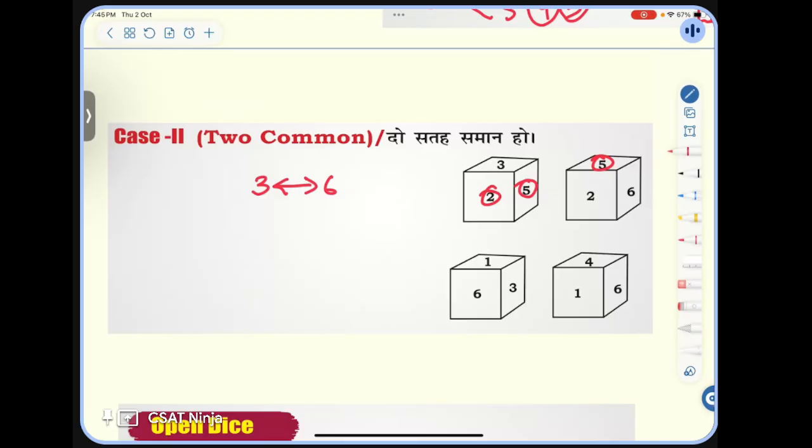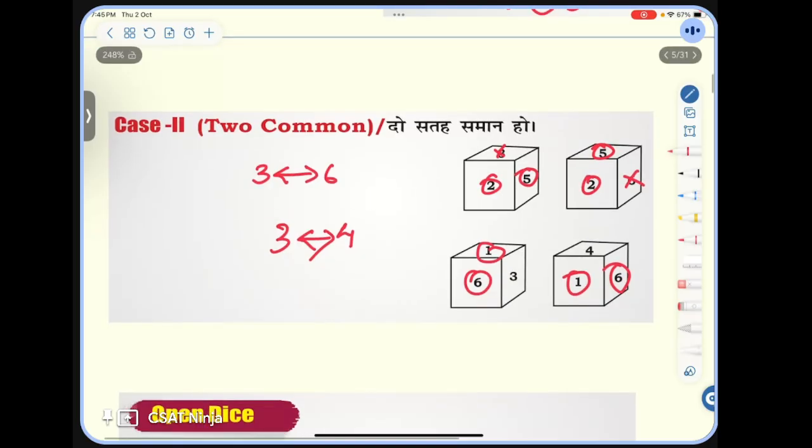So if you have two common sides, then the remaining side, this one will be opposite to this one. Same case here. You have 1 here, you have 1 here. You have 6 here, you have 6 here, which means 3 is opposite to 4. So that's case number 2.